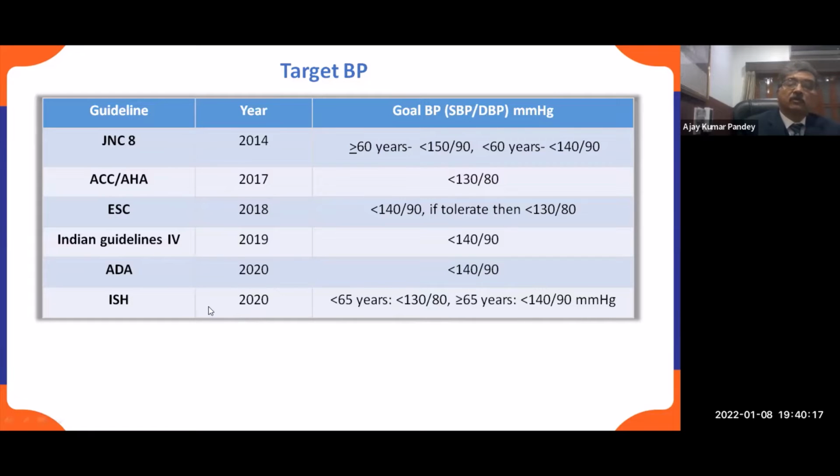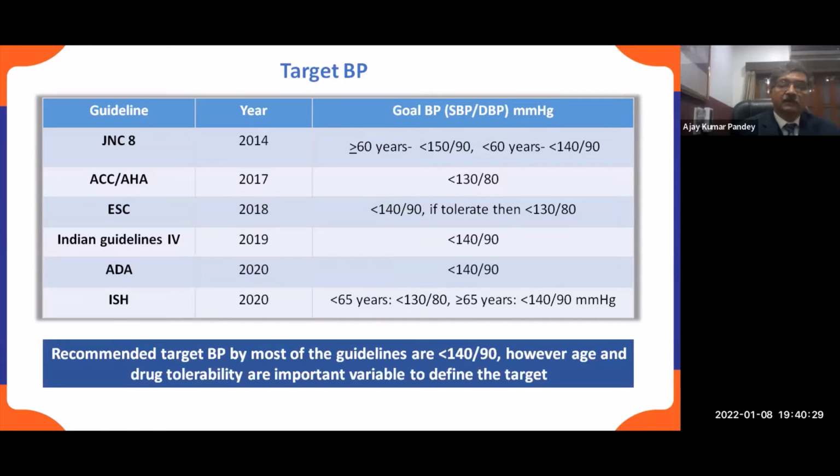And if we want to follow the latest guidelines, the International Society of Hypertension 2020 says for people less than 65 years, 130 by 80. For people more than 65 years, 140 by 90 is our target. And the recommended target by most of the guidelines is less than 140 by 90, however the age may be.